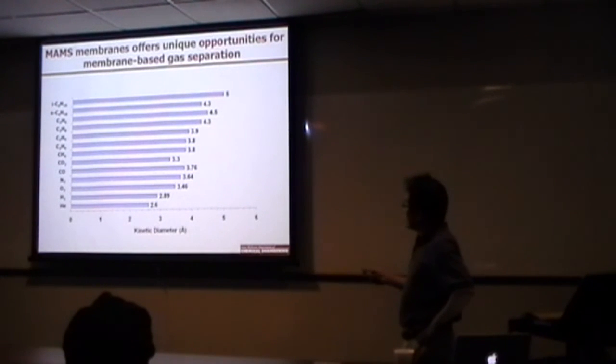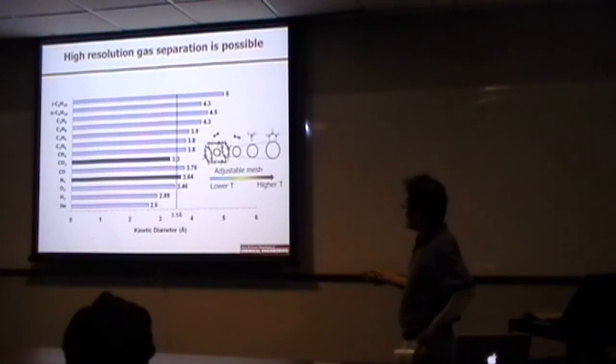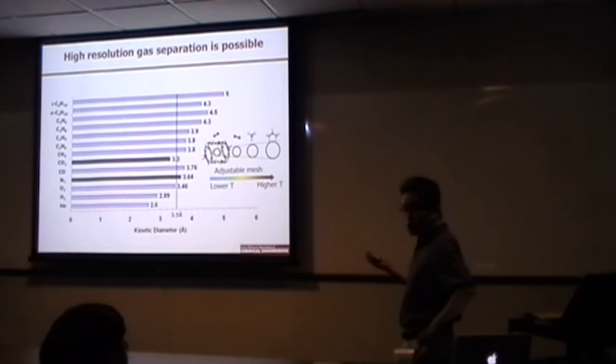Different sizes. Now, if you want to separate, for instance, CO2 and nitrogen, then you can simply adjust the mesh size by changing the temperature. Which means high resolution separation is possible, and then somehow suddenly the market shifted. So nobody cares about separating CO2 from nitrogen.